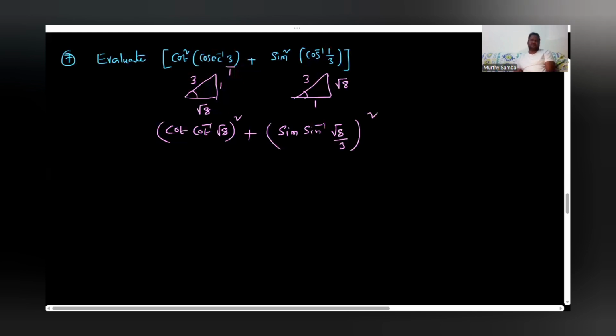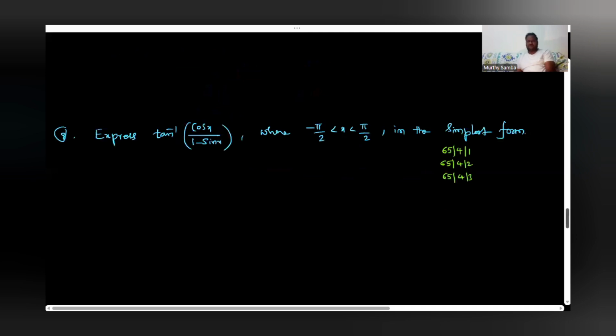Right? Cot of cot inverse will be removed. Root 8 whole square is equal to 8 plus sine of sine inverse will be removed. Root 8 whole square is equal to 8 divided by 3 square is equal to 9. So if you take 8 common, 1 plus 1 by 9, 1 plus 1 by 9 is equal to 10 divided by 9, right? So 8 tens are 80 divided by 9 is the value of this. Correct? So moving on to ninth problem.